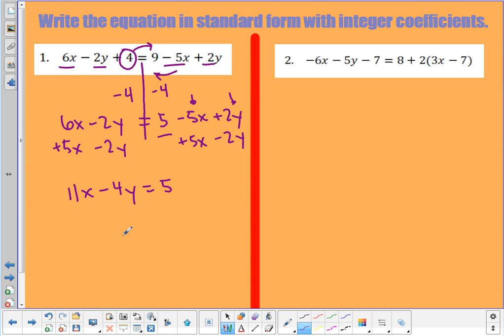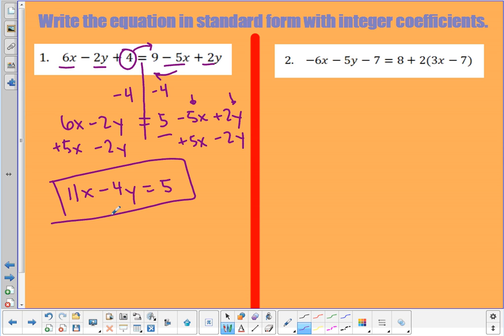The last thing I check for is, is my leading coefficient positive? Yes, it is. And are all of my coefficients and constants whole numbers? Yes, they are. I have no fractions or decimals. So that is my standard form equation. Let's take a look at number 2.